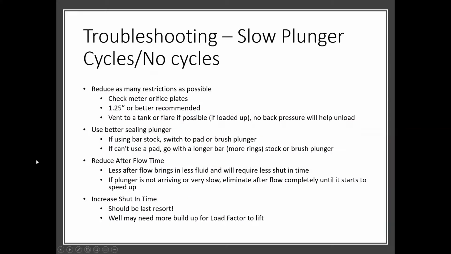If you're experiencing slow arrival times, which are arrival times slower than 600 feet per minute, do the following. Be sure to reduce restrictions like chokes, orifices, and other debris within the sales line causing a restriction. Use the best sealing plunger possible in wells that experience slow runs. Also make sure the plunger is not worn out. Make sure you are not experiencing irregular high line pressure. Reduce your afterflow time and reduce the amount of fluid entering your tubing. As a last resort, increase your shut-in time to build up pressure to build more lift pressure or better the load factor.